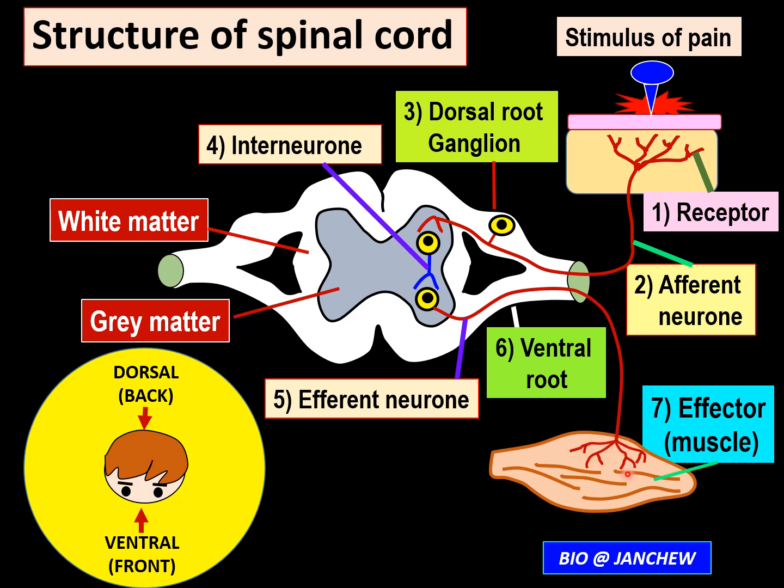Okay, sometimes a few feet long, because it depends on where the muscle is. If the muscle is in the leg, then the axon here has to be very long to transmit impulses from the spinal cord right down to the lower parts of the leg. Okay, so the conclusion is afferent neuron has long dendron, short axon. Interneuron has both short axon and short dendron. Efferent neuron has short dendron but long axon.